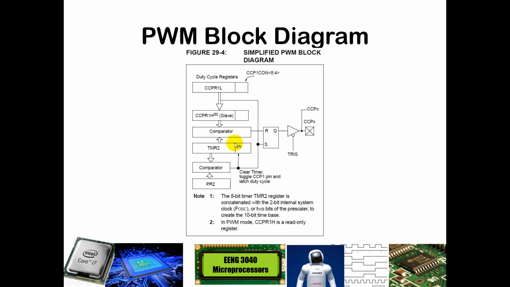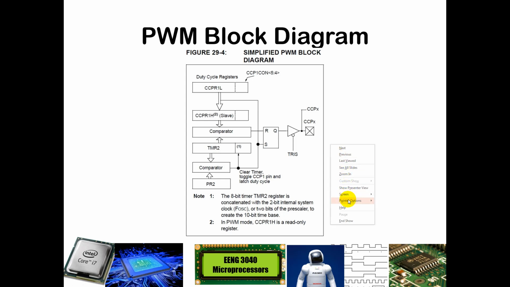It will clear the timer back to 0, and then it will also hit the set, or the S, on this RS latch, and that will give us the rising edge of the PWM signal. Every time this resets, so let's say the timer is reset back to 0 because this comparator was equal, you're going to have a rising edge.